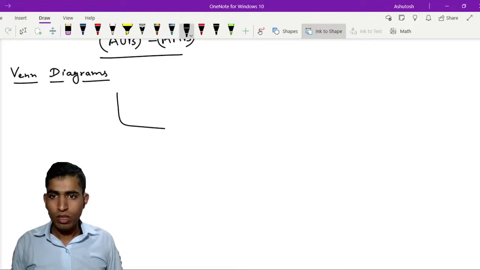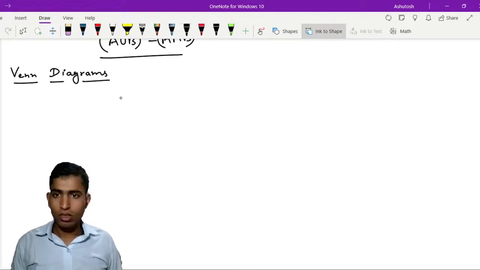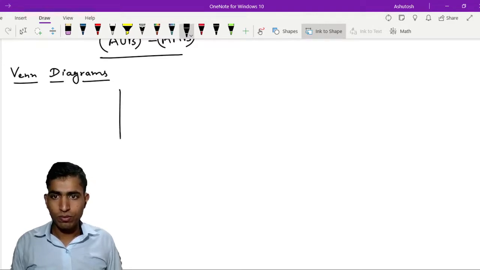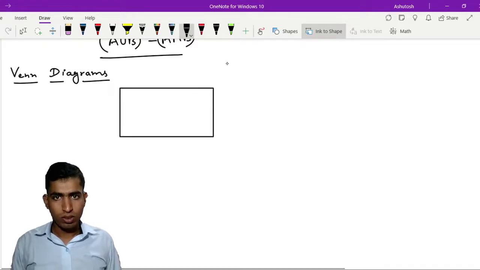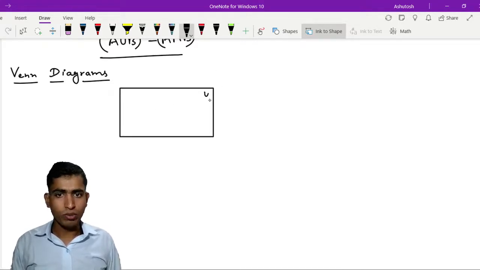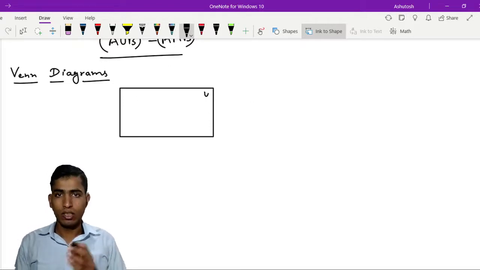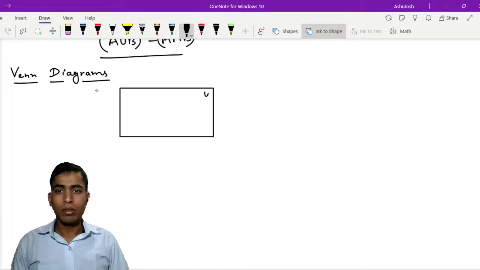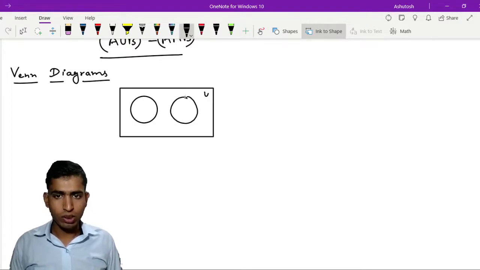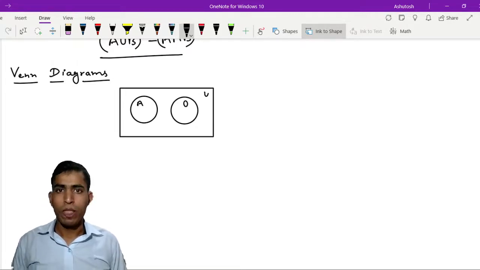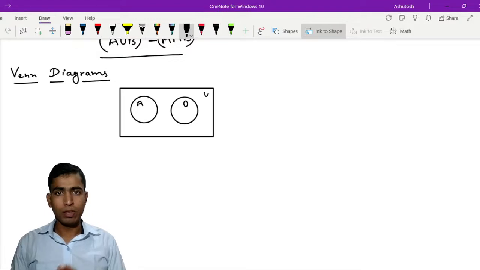It is represented with a rectangle, and we represent it with U. And their subsets, if we have defined any universal set, and then if there is any set, these sets are represented with circles in the Venn diagram. Let's say this is set A, this is set B. Okay, so this way we represent the Venn diagram.